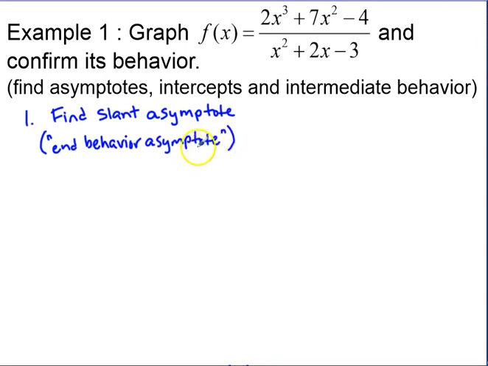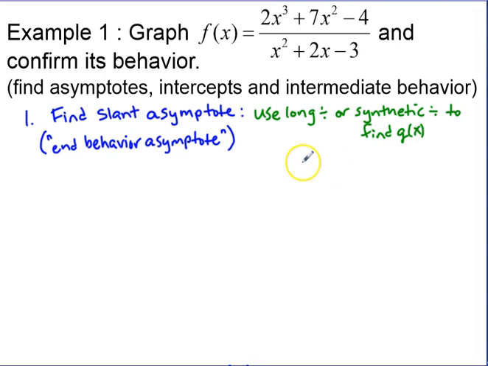Okay, we're going to find that end behavior asymptote. And how do we do that? Well, we have to find the quotient. We have to divide these two polynomials. And we do that either using long division or synthetic division to find q of x. Okay, so let's do that. Let's work that out. Haven't done that in a while. Okay, so it's the numerator divided by the denominator.